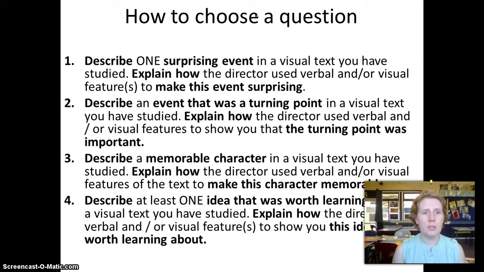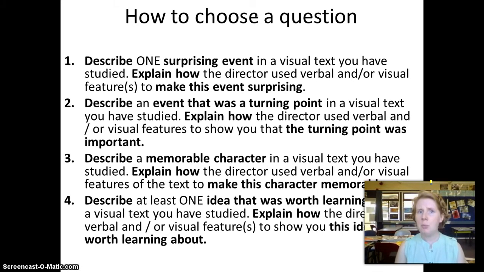Okay, number 1: describe one surprising event in a visual text you have studied. Explain how the director used visual and or verbal features to make this event surprising. Think about The $6.50 Man. If you haven't watched it yet, go and watch it now, because otherwise you're going to get spoilers. And think if there's a surprising event that happens in that short film. There is. Okay, number 2: describe an event that was a turning point in a visual text you've studied. Explain how the director used visual and or verbal features to show you that the turning point was important. Was there a turning point?